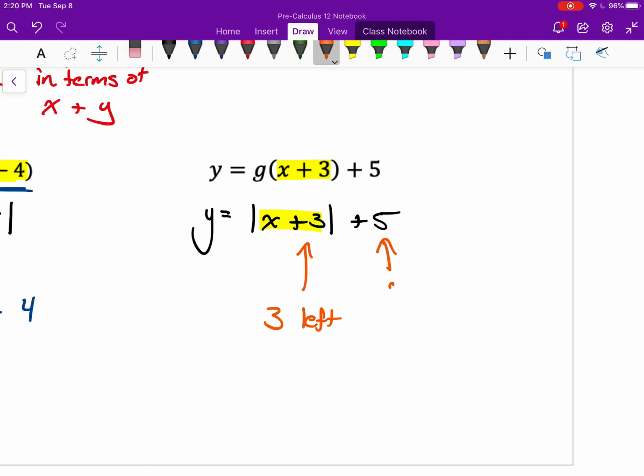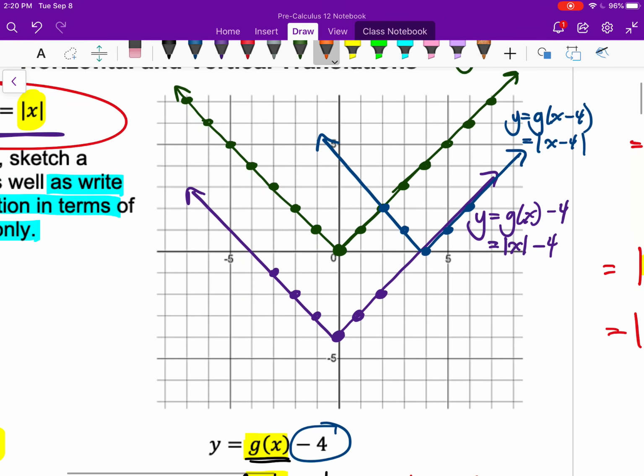and 5 units up. So again, I'm going to go back to the first thing I drew, which was that absolute value of x, and I'm going to translate it 3 units to the left and 5 units up, and then I'll be done. So this point here, I'm going to move 3 to the left, 5 up, and now it's right here. And then all the rest should be easy to draw, and there's my sketch.